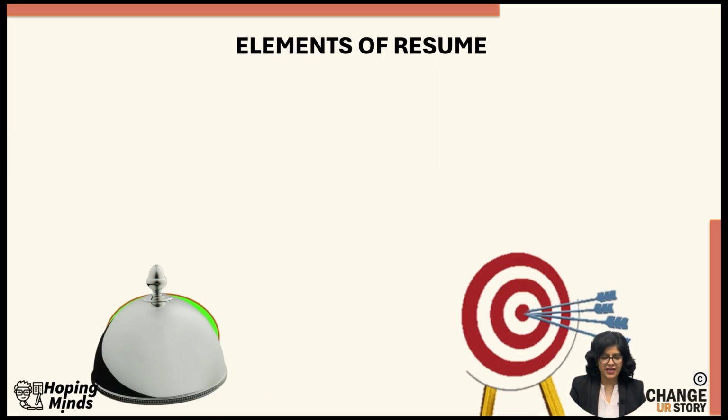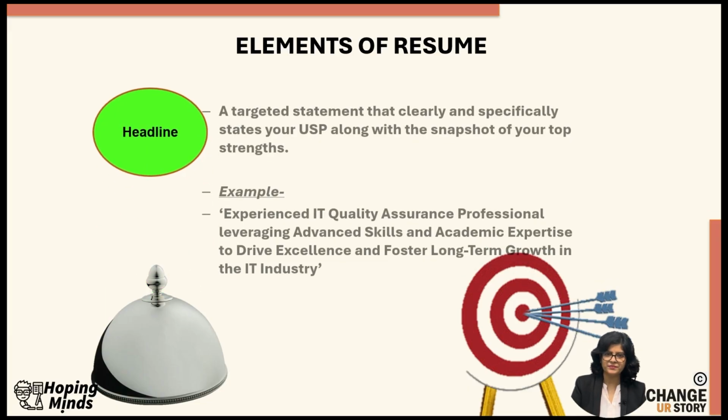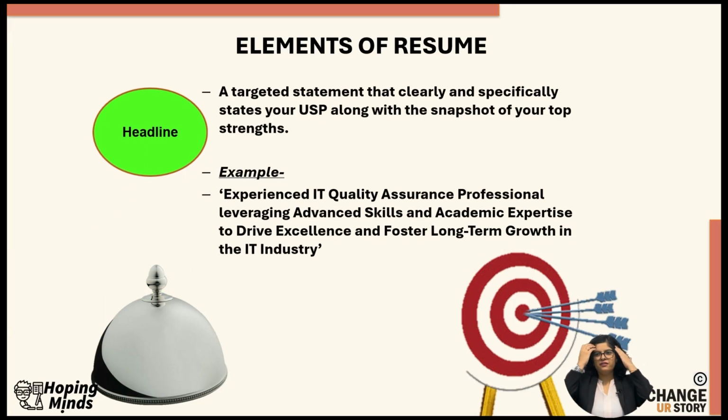The first element we're going to study is the headline. Now, there was a time when you would have an objective written on the resume. Let me tell you, objective has become obsolete. The objective of the resume is just one: whatever job you're applying for, you want to get shortlisted for it, and that is why you use this document as a brochure, as a narrative, as a brand tool to tell your story. So we don't write objective anymore, but what we can do is talk about a headline.